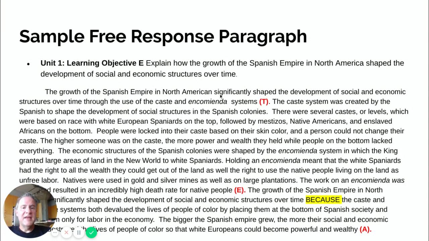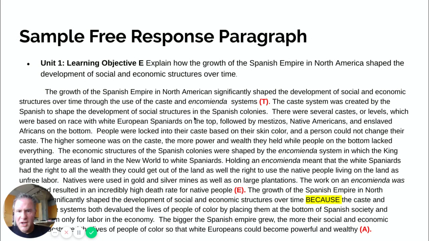So first of all, is that typo going to hurt or count against me? No. We know that you're writing this as a rough draft, so it's okay if you have little mistakes, especially typos or grammatical mistakes. The other thing I want to point out is I use the word significantly to show the reader that I think that the Spanish Empire had a very big impact on shaping the development of social and economic structures. I like the word significantly. It's my go-to in my essays quite frequently to take a strong stand.